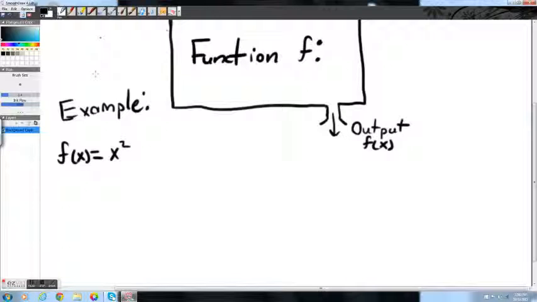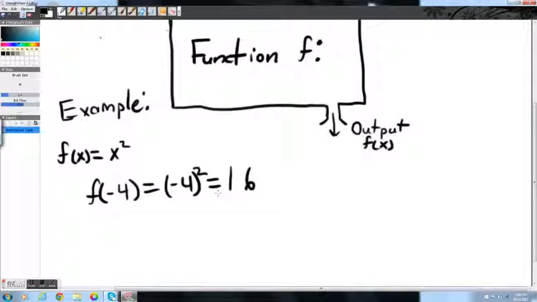So this notation is read as f of x equals x squared. In this example, if we say that the input is negative 4, then the output is the square of negative 4, or 16. It transforms the input and produces its output, x squared.